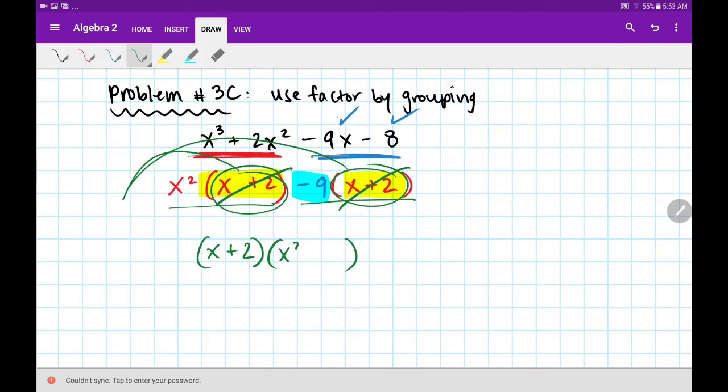I have an x squared left over, and then I have a minus 9 left over. So the quick thing to do is just rewrite the common guy and then find your leftovers and put them together.